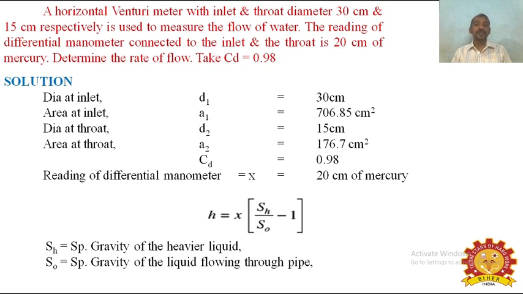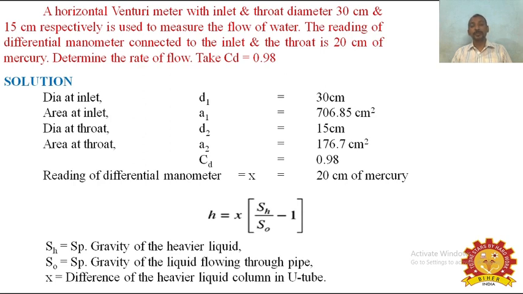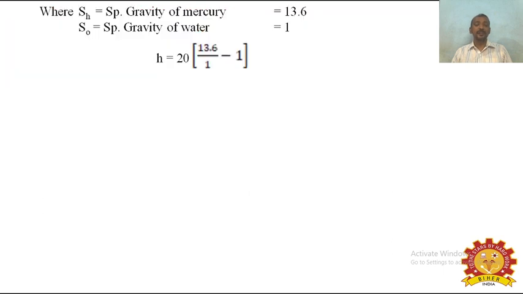Similarly, we calculate for the liquid in the pipe. The water will be flowing, and the density of water is 1000. So 1000 divided by 1000, SO is 1. Then minus 1. I have to substitute all the values. So H is equal to 20 into (13.6 divided by 1 minus 1), so H is equal to 20 into 12.6. Finally we get H is equal to 252 centimeter of water.